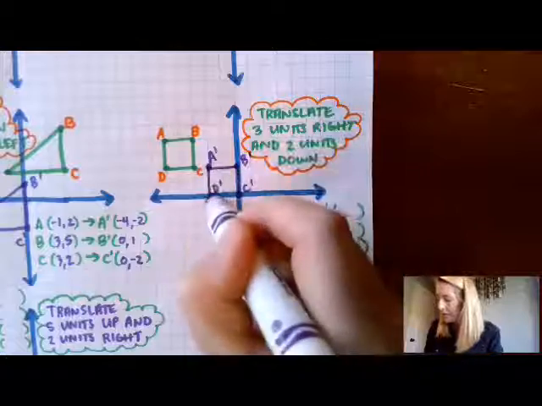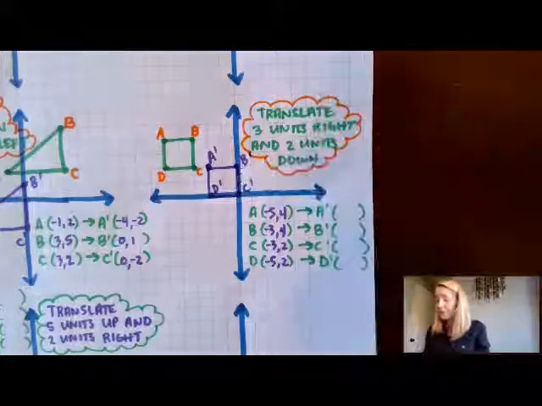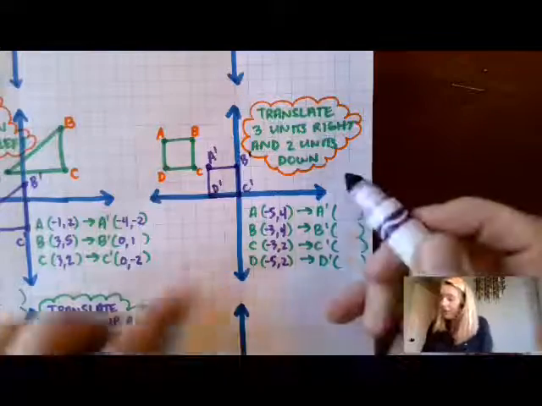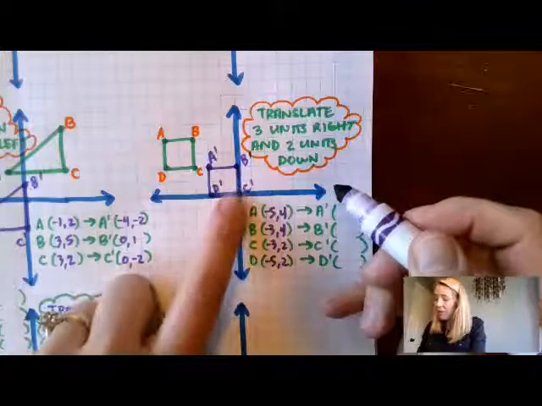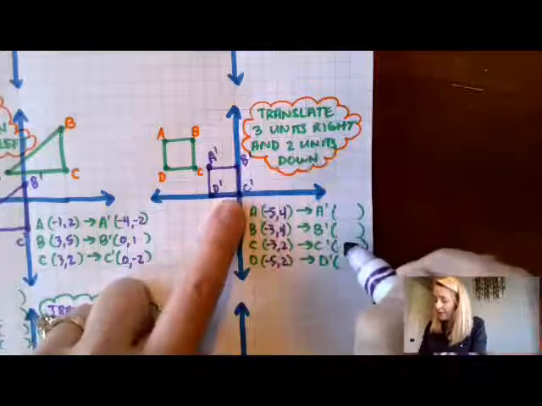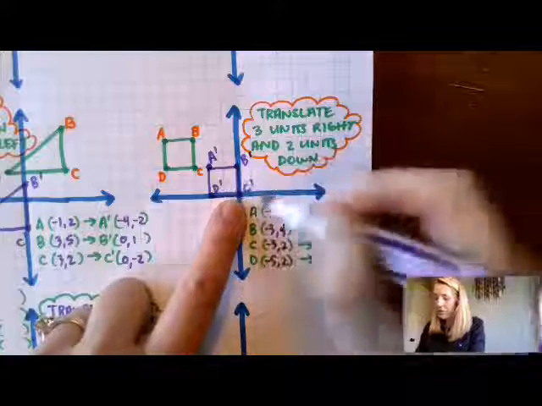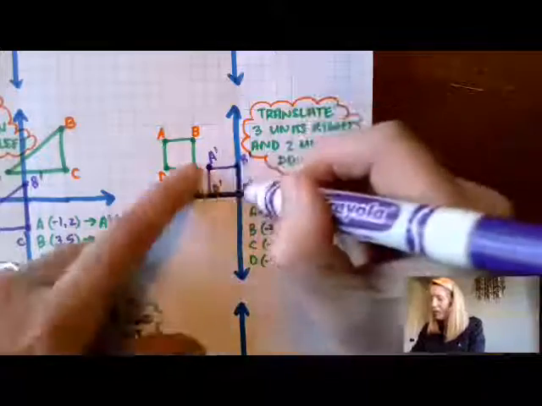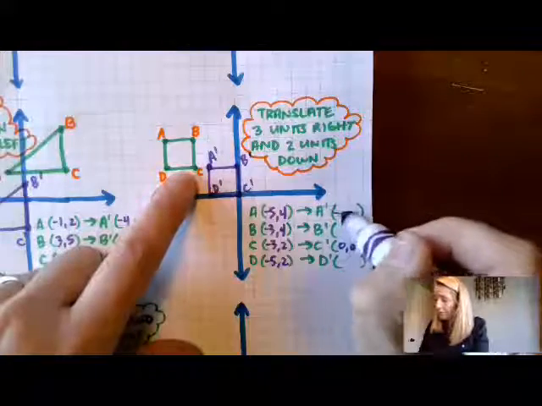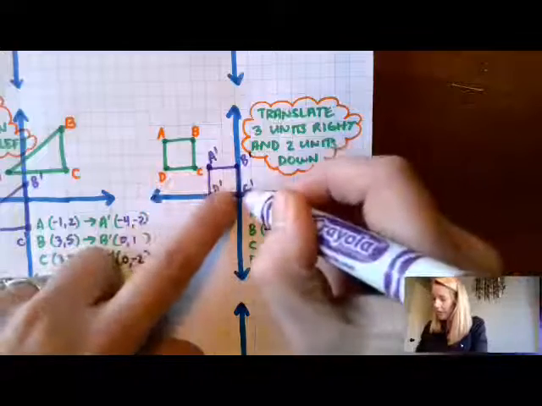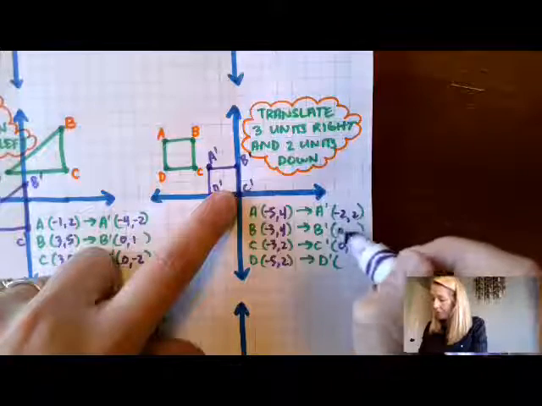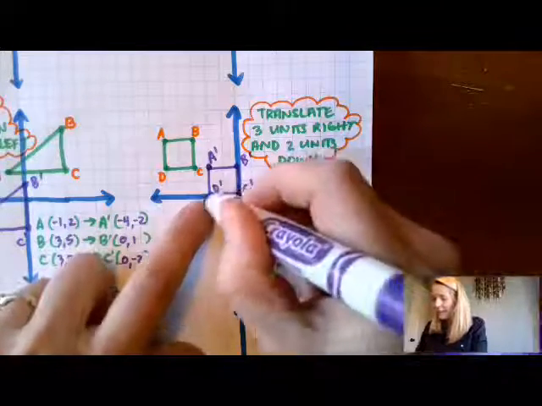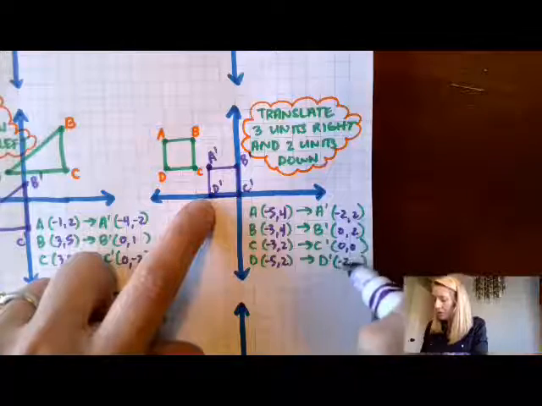And this one is snug as a bug in the corner right there on my origin. And if I want to go ahead and just put, C is the easiest one, right? You've got the 0, 0 right there on the origin. My A is going to be negative 2, 2. B is 0, 2. And D is negative 2, 0.